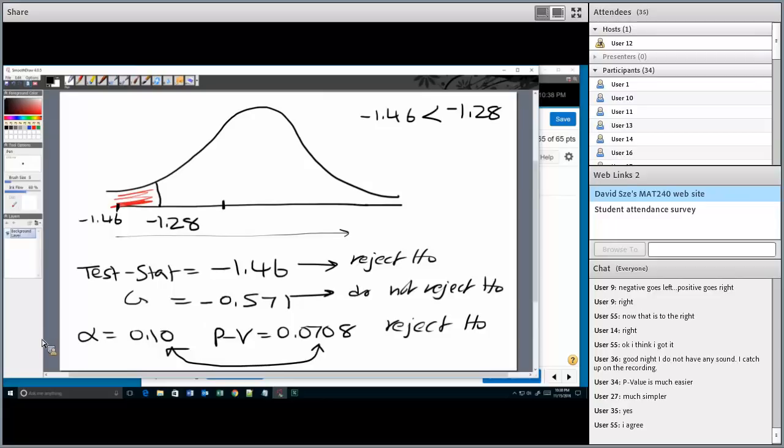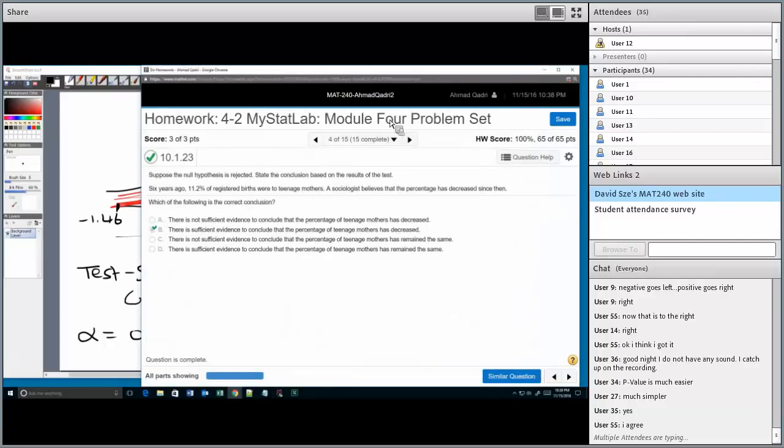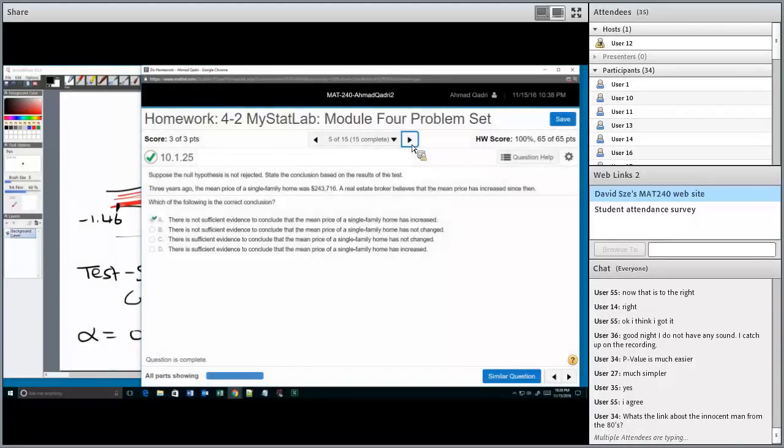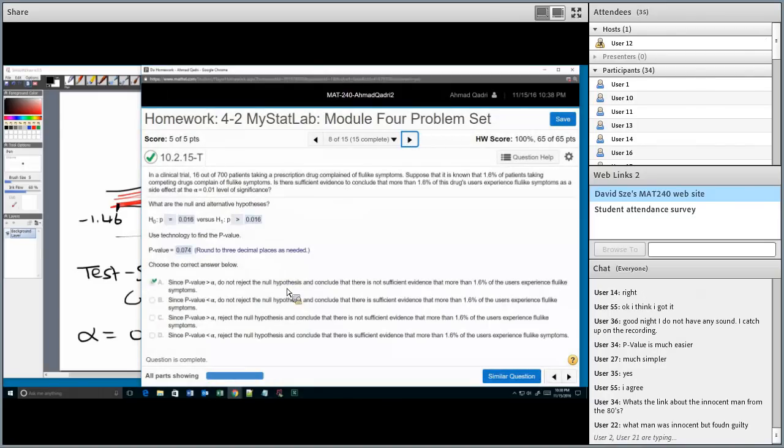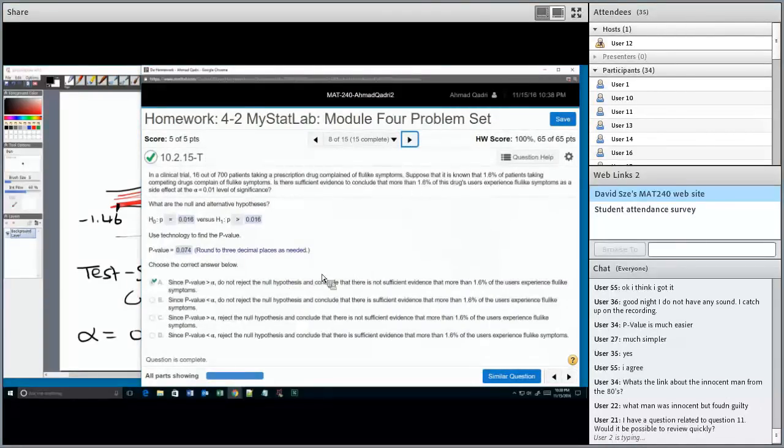Okay, so what we're going to do is stop here. This module will require some practice. So my suggestion to you is, before Thursday, please go through these problems that we've done so far. Try to do them in MyStatLab so that you get some practice. And we'll start with problem 8 on Thursday.